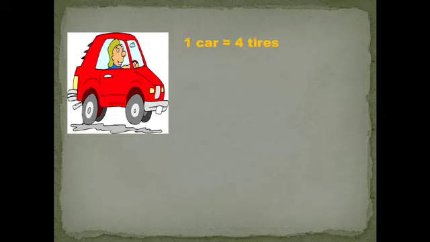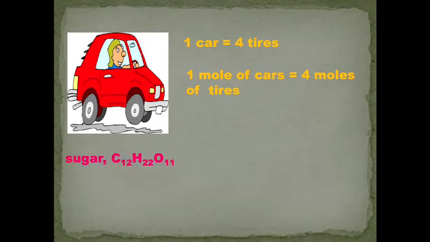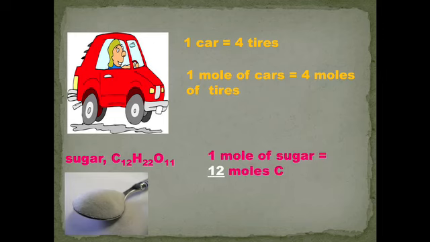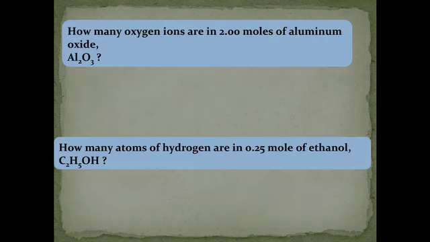Okay, so we can also work this with compounds. Let's think about a car. Every car has 4 tires. So if you have a mole of cars, you end up with 4 moles worth of tires. Now if we think about that in terms of a chemical formula, we have sugar, which is C12H22O11. If I have 1 mole of sugar, I actually have 12 moles of carbon because of the C12, 22 moles of H, and 11 moles of oxygen. So I can use that to find a number of particles within a compound.